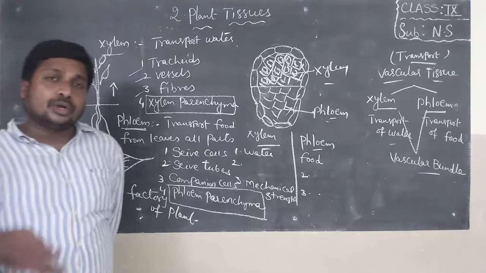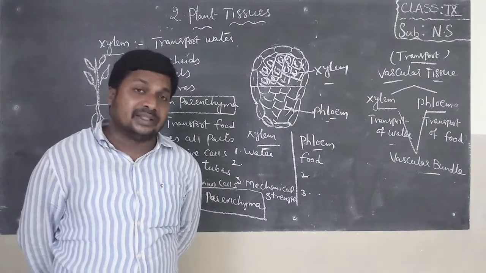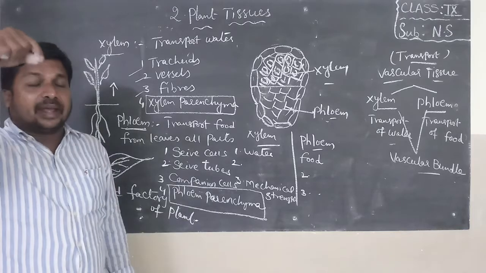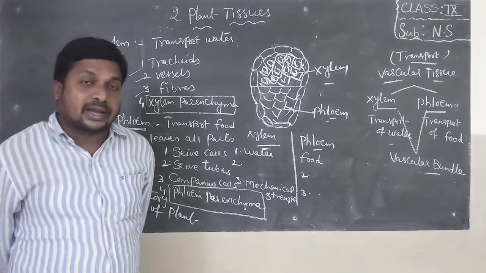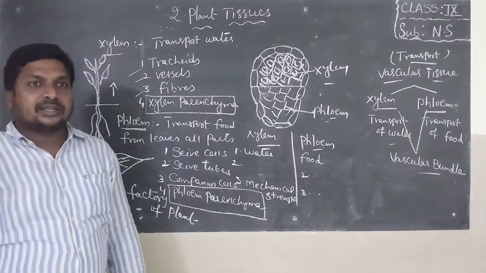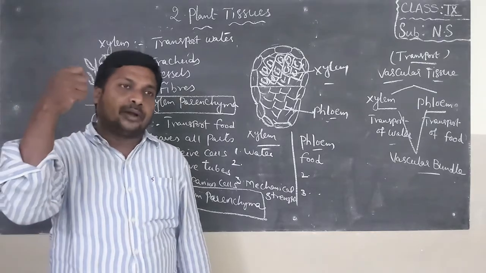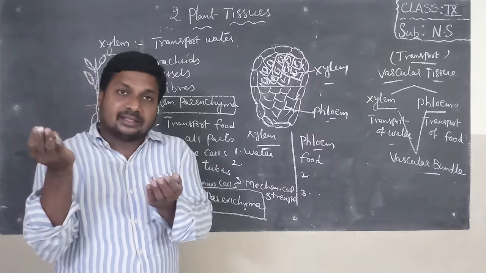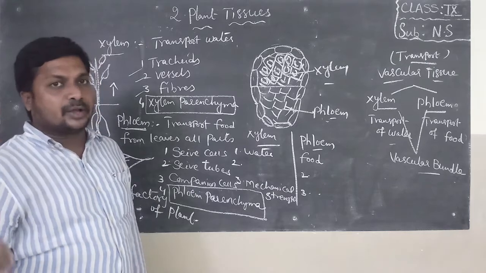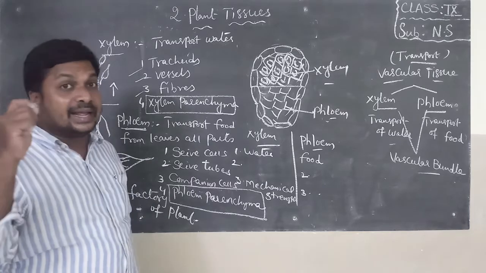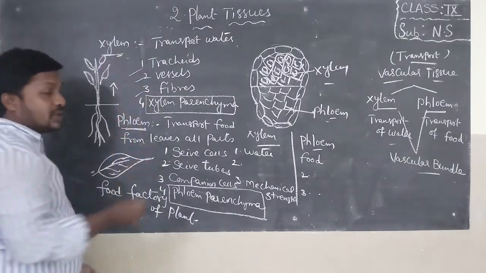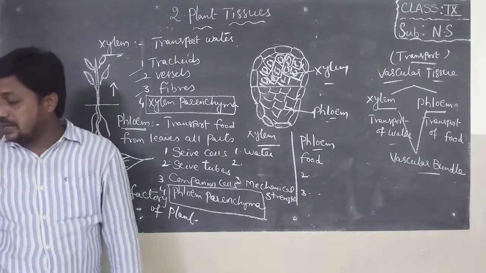Already you learned one experiment in 7th class or 6th class. Take a tender plant, keep it in a glass of red ink water, red ink solution. Leave the plant for some time. After some time, take out the plant from the colored water and take a thin section from it. If you keep it on a slide and observe under the microscope, you can find the red colored portion, that is xylem. The red colored portion is called xylem.